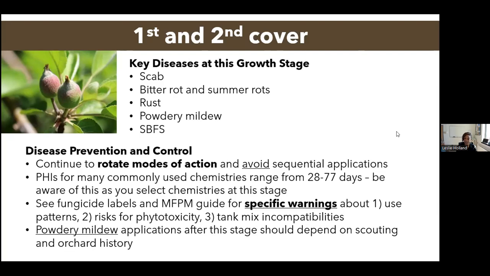Additionally, powdery mildew applications after this stage really depend on scouting and your orchard history. If you don't have a history, it's likely that continued applications targeted toward powdery mildew won't be necessary. And if you are going to make applications because you do have powdery mildew that you've scouted, if you're using sulfur, you're going to want to avoid using those in hot weather, like over 80 degrees, so you don't have any issues with phytotoxicity.